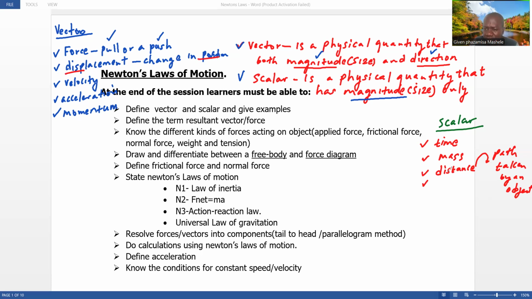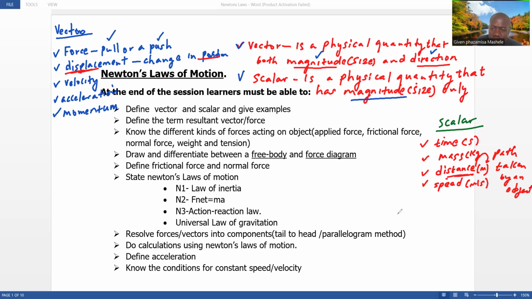Again, we have speed. Speed and velocity are not the same thing. Yes, they have the same unit. They're all measured in meters per second. Time is in seconds. Mass is usually in gram or kilogram. Distance is in meters. The same applies. Distance and displacement are not the same thing. So you need to know that speed and velocity are not the same thing.